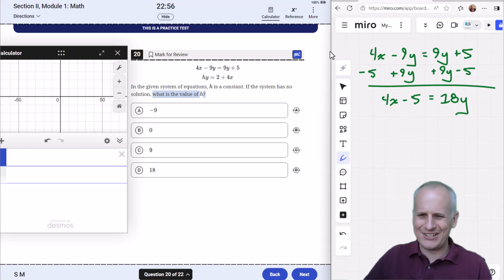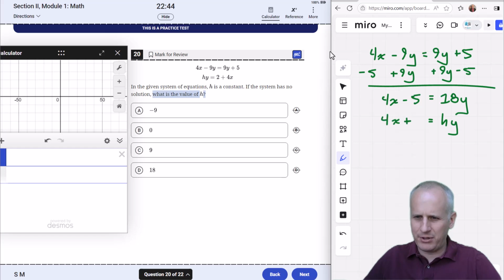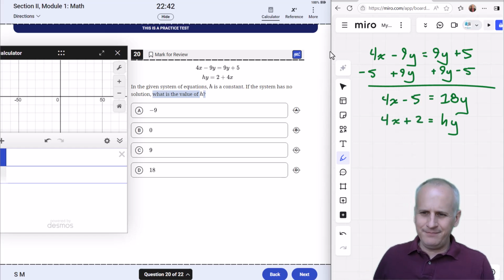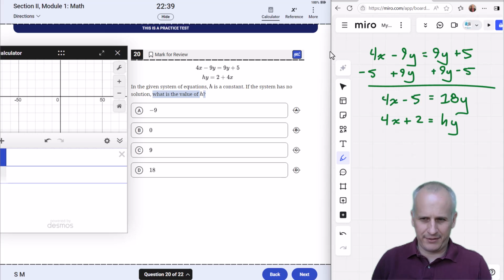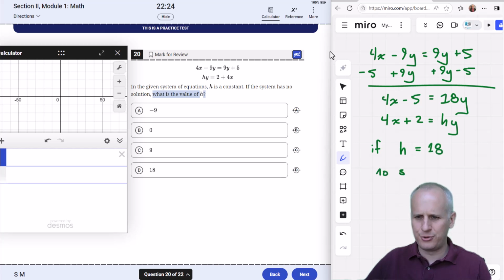And I'm going to just rearrange my equations here so that it looks consistent on the scratch pad. hy is equal to 2, well, I'll actually rearrange this even with the 4x first, 4x plus 2. So now we basically have two lines in the coordinate plane, theoretically. And I should recognize that at this point, if h is equal to the exact same coefficient of y, of 18, then there are no solutions for x.